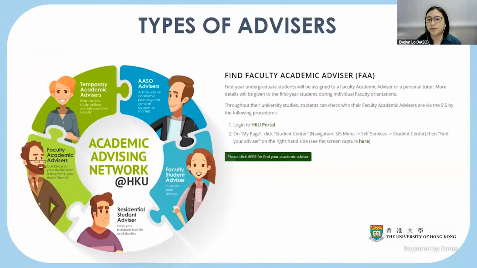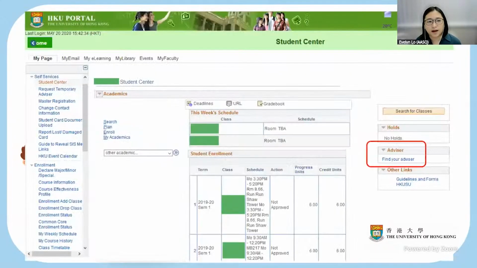Okay, so if you get assigned an FAA or you forgot who you chose, you will be able to check who your faculty advisor is later in your portal. Again, you will be able to log into the portal after the master registration in August. So it looks something like this. Under My Page, Student Center, you'll be able to find your advisor. Not only your faculty academic advisors, but if you have a student advisor, you'll be able to see it there. And later, if you become an advisor yourself, you'll be able to check your advisees in this system too.